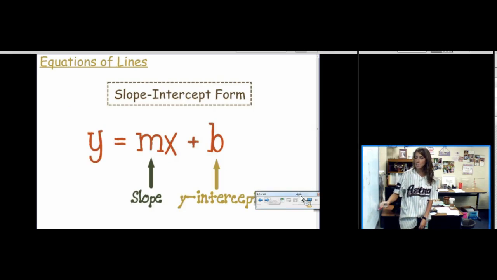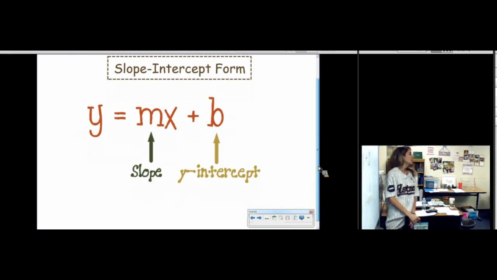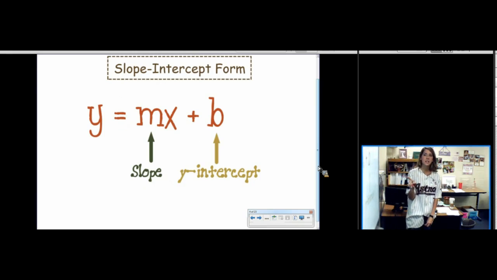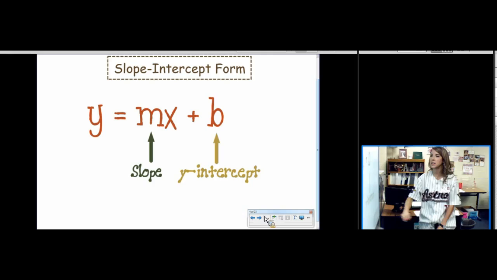All right, you remember this, don't you? Say it out loud. Slope-intercept form. y equals mx plus b, where m is the slope and b is the y-intercept. It is also a constant, but we care about it being the y-intercept here.